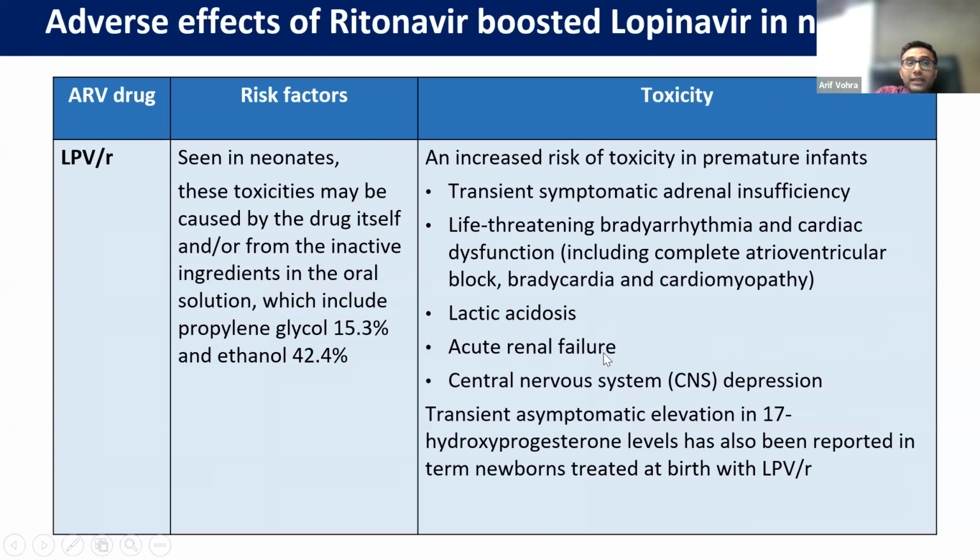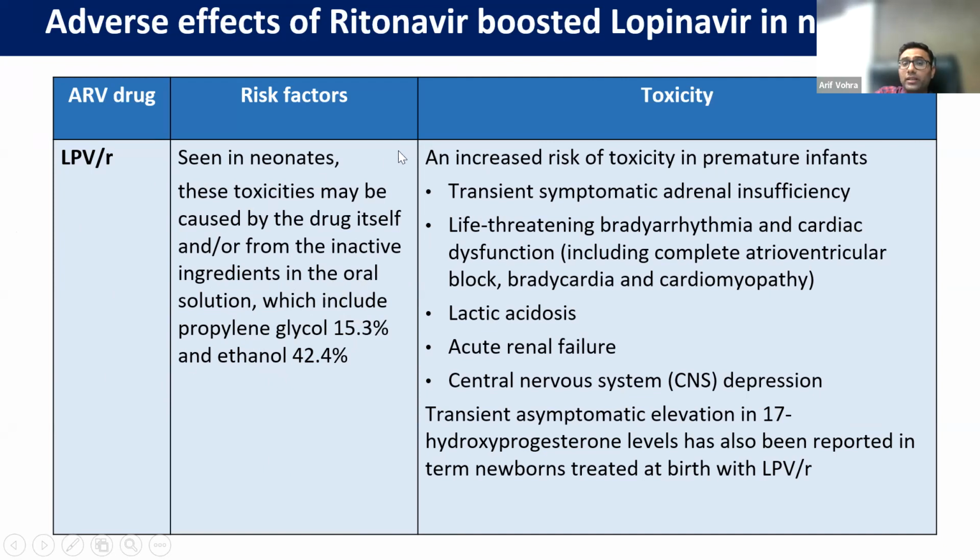Second, whenever you want to start lopinavir and ritonavir in a newborn, never start before 15 days of life. First thing. Second, never give it to premature infants, because toxicity in premature infants is much more than in full-term neonates. It can lead to bradyarrhythmias, acute renal failure, and adrenal insufficiency. So always, don't give to premature infants. Even if it needs to be started in full-term neonates, you should start after 15 days of life. These side effects may be because of lopinavir and ritonavir, or because of the inactive ingredients present as preservatives, that is propylene glycol and ethanol, and because of this you might come across the side effects.